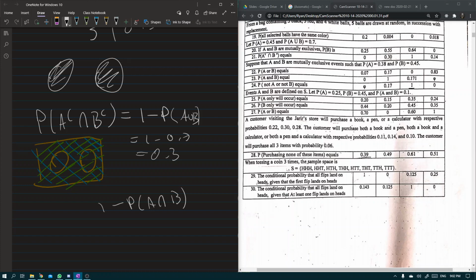Wait, let me take a step back. The probability of A complement union B complement is 1 minus the probability of A intersection B. We know this is going to be 0 because they're mutually exclusive and don't have an intersection. So that's going to be 1.